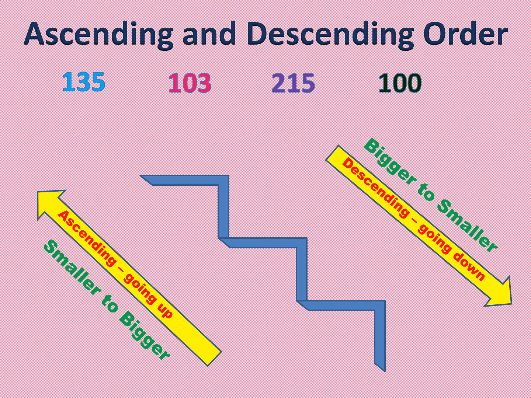Now let's revise ascending and descending order of numbers. You have already learnt in standard 1 and 2 that descending order means arranging numbers from bigger to smaller, and ascending order means arranging numbers from smaller to bigger. Now let's take an example. 135, 103, 215 and 100. Now let's arrange these numbers in ascending order, that is from smaller to bigger. In an ascending order, the smallest number will come first. So in these given numbers, 100 is the smaller number. So that number will be the first number in ascending order.